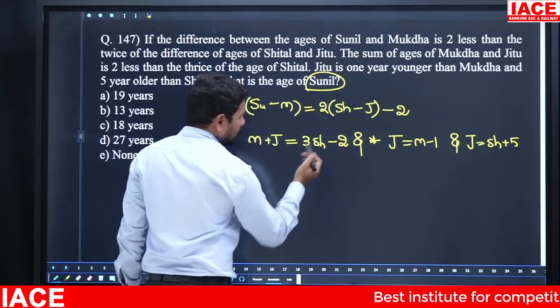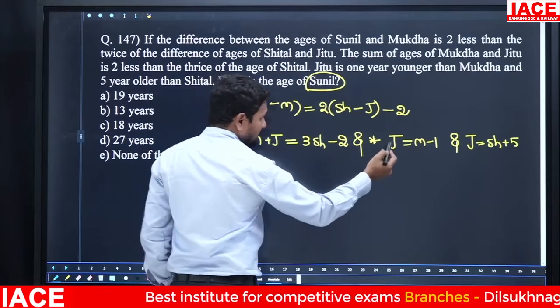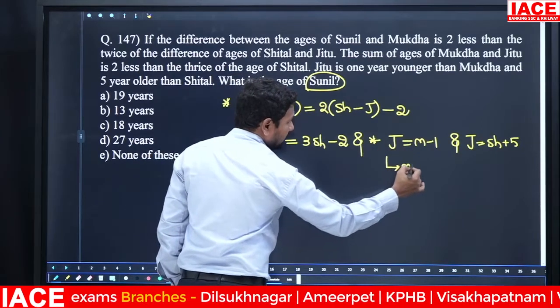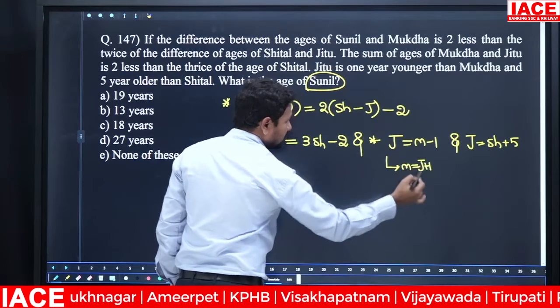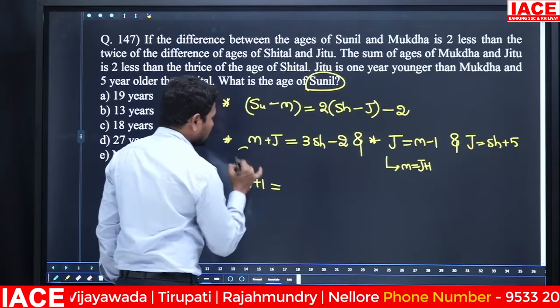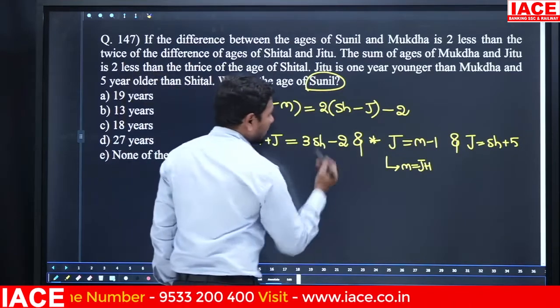From this we can utilize the equations overall. M, J and SH are there. M is equal to J plus 1, so substituting it, this equation becomes 2J plus 1. And next, 3SH minus 2.